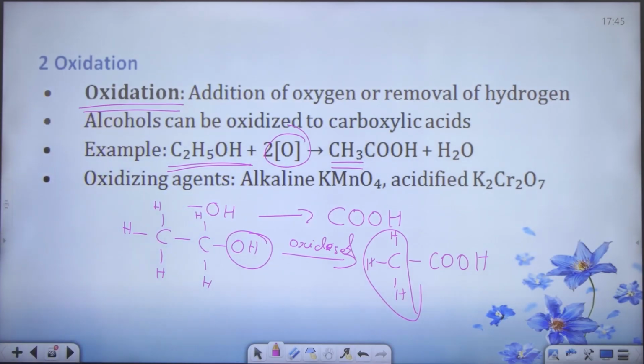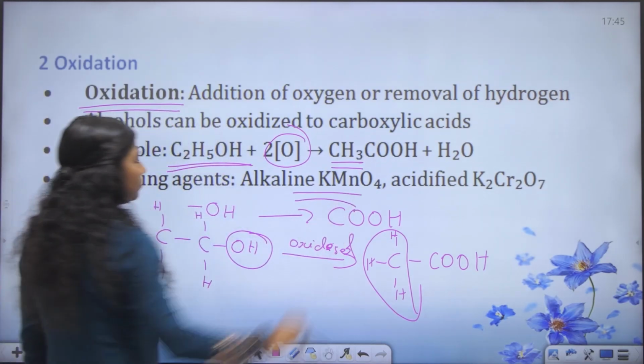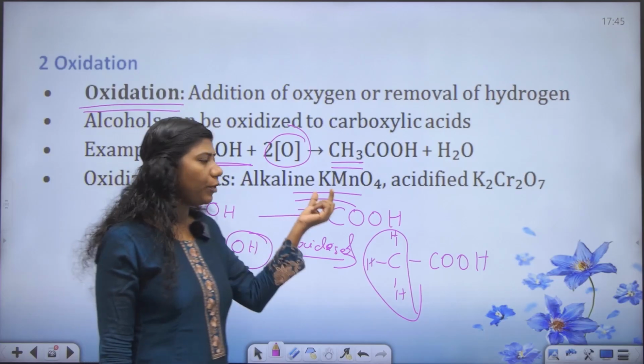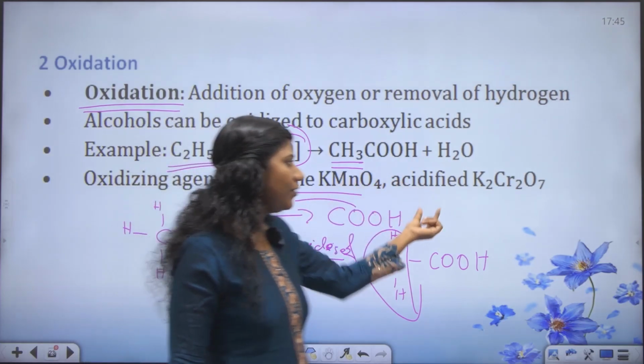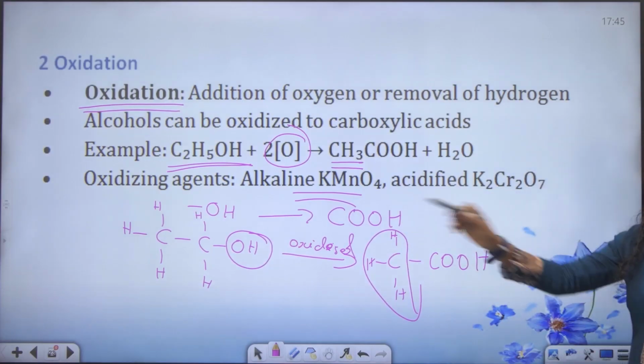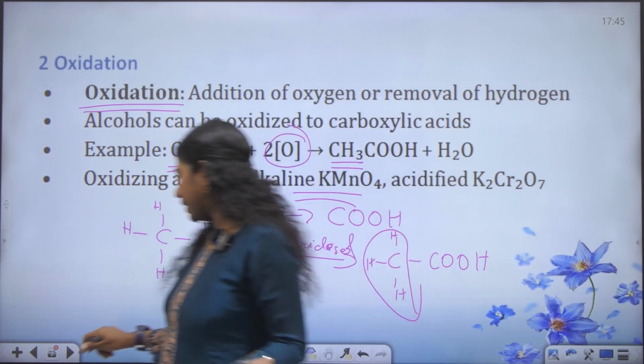And the oxidizing agent. Oxidizing agents are alkaline KMnO4 and acidified K2Cr2O7. The oxidizing agent helps oxidation. Alkaline KMnO4 is alkaline potassium permanganate, and acidified K2Cr2O7 is potassium dichromate. Alkaline potassium permanganate and acidified potassium dichromate are strong oxidizing agents.